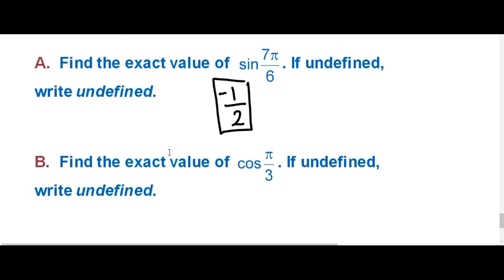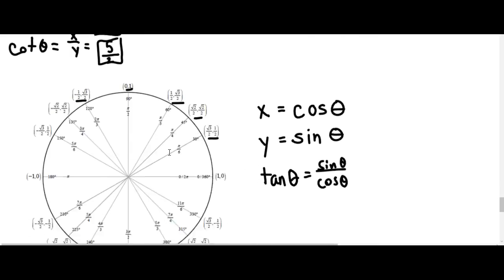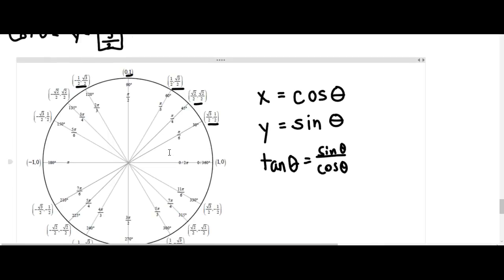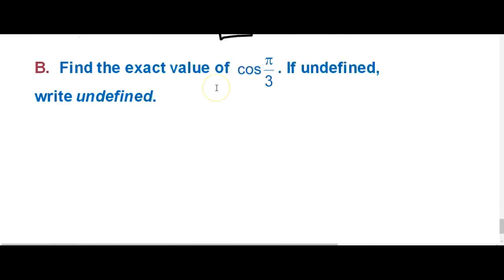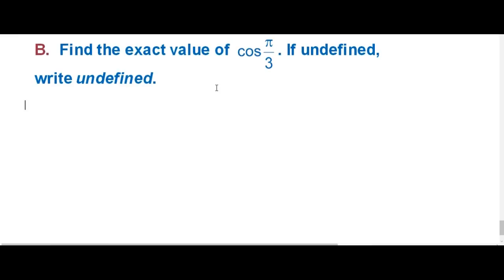Now we want to find the cosine of pi over 3. So if we look at pi over 3 on our unit circle, this line here, cosine corresponds with x. So the x coordinate at that point on the unit circle is 1/2. So my answer for cosine of pi over 3 would be 1/2.